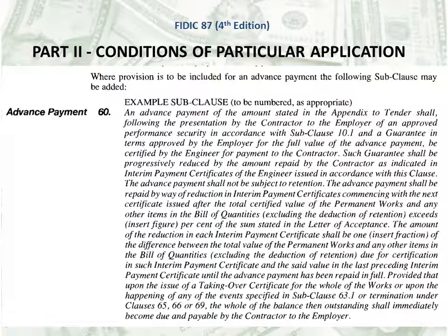When we talk about the differences between FIDIC 99 and 87 versions, we usually say that in FIDIC 99 there is a provision for advance payment, and in FIDIC 87 there is no such provision. That is true, but how many of you are aware that in FIDIC 87 provision for advance payment was given in clause 60 of the suggested conditions of particular application?